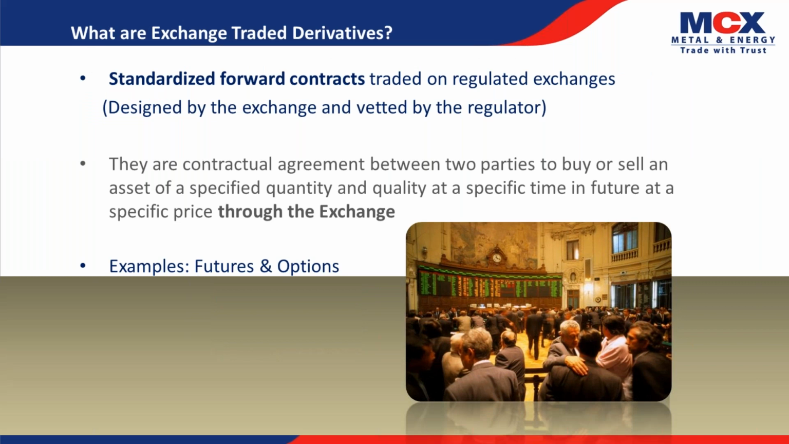Standardized forward contracts traded on regulated exchanges, designed by the exchange, vetted by the regulator, offered to the public for trading. They are contractual agreements between two parties to buy or sell an asset of a specified quantity and a quality at a specific time in the future at a specific price through the exchange. That is what an exchange traded derivative is. Examples of exchange traded derivatives would be futures and options.